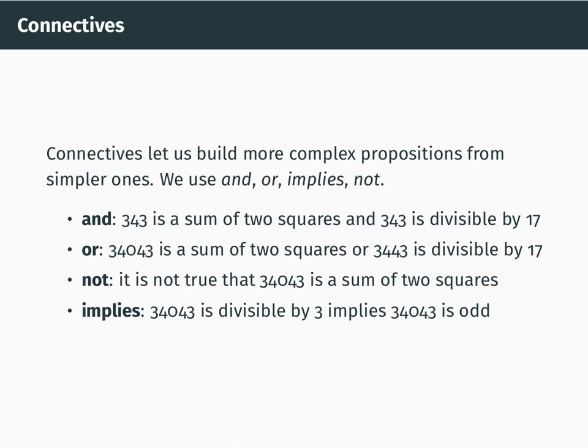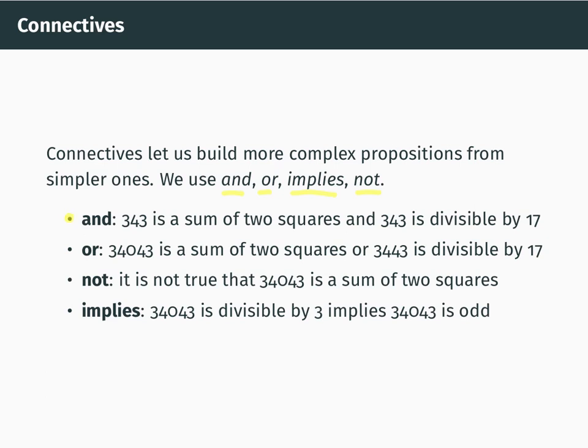We're now going to look at logical connectives, and connectives let us build more complex propositions out of simpler ones. For example, they might modify an existing proposition, or they might let us combine two or more propositions into a compound proposition. The connectives that we're going to care about most of all in 0005 are and, or, implies, not. So let's look at some examples of propositions which are formed using these connectives. We'll have one example for each of the connectives.